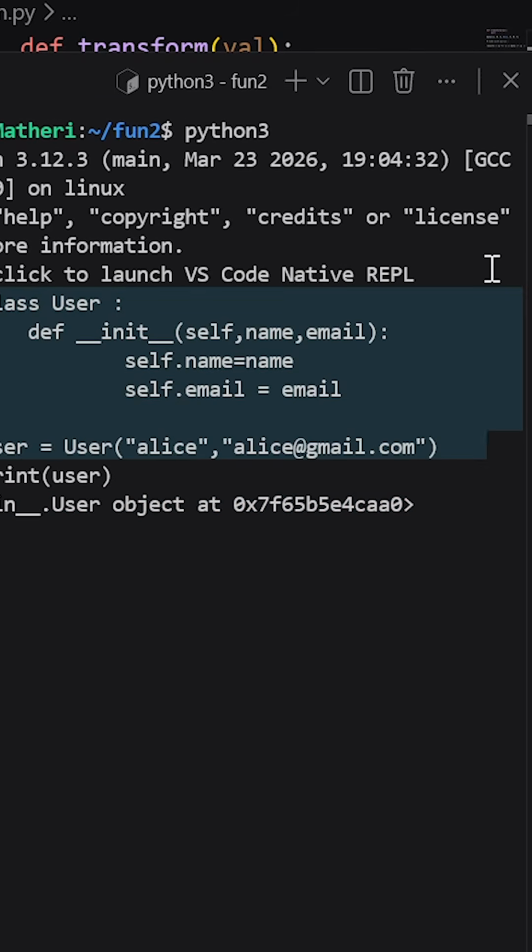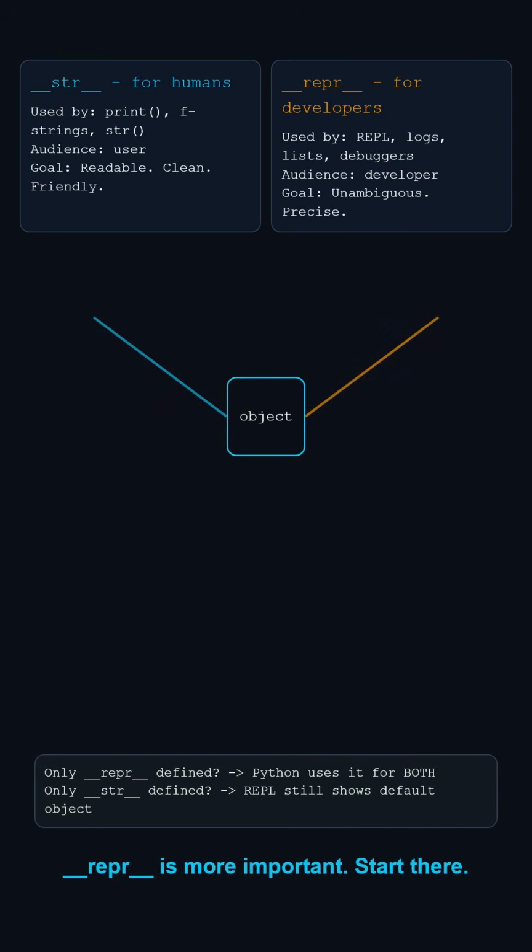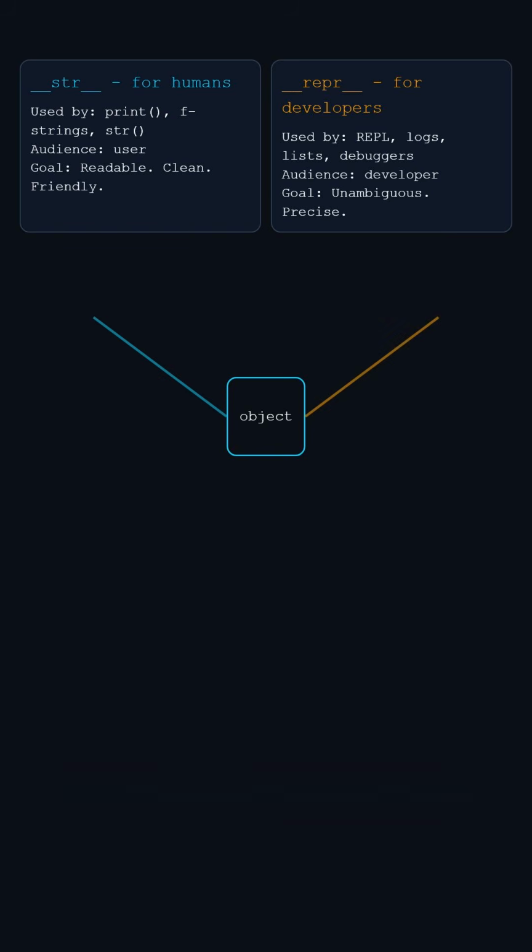Let me show you how Python decides what to display and how to take control of it. Here's how Python decides what to show you when you print an object or inspect it. There are 2 dunder methods, double underscore methods, that control this. We have the dunder str and the dunder repr. They are different tools for different audiences.